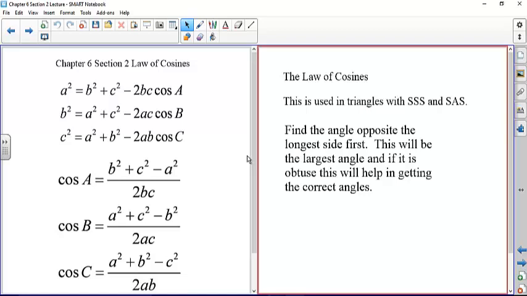Now, once you've found one of the angles using the law of cosines, you can use the law of cosines again, or you can use the law of sines to then find the second angle. And once you have two out of the three angles, you could use the law of cosines, the law of sines, or the fact that the sum of the interior angles of a triangle equals 180. I'll mix it up to show you the three different ways. Usually for the last angle I'll use the sum of the angles equals 180, because that's the simplest case.